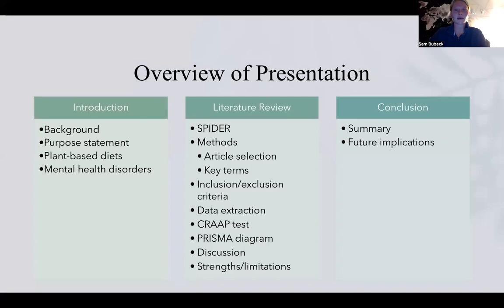First, I will provide an overview of the presentation. We will begin with an introduction, which encompasses a background of the information, including some statistics and some further suggestions. Following will be my purpose statement, the reasoning behind why this research is so pertinent and why I decided to conduct it, and what we're trying to find from this research as well.